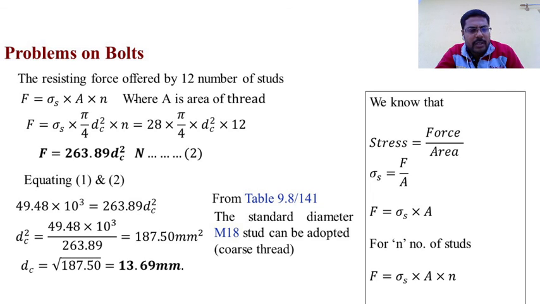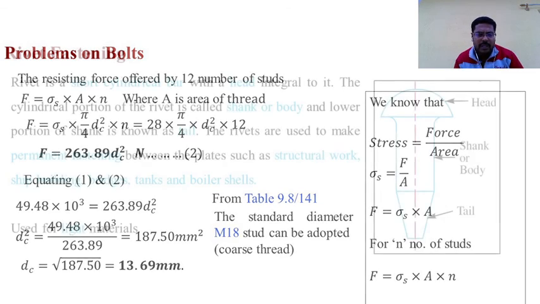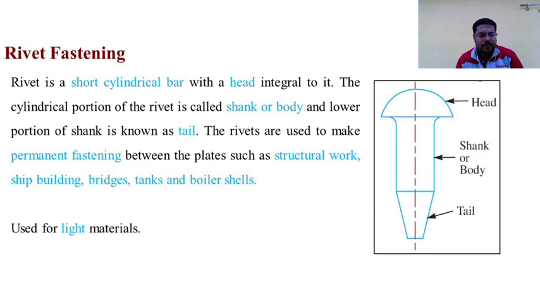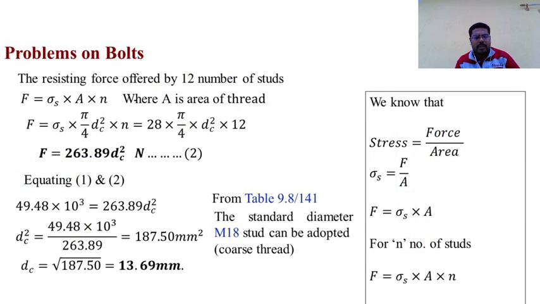39.48 into 10 raised to power 3 is equal to 263.89 dc square. Therefore dc square is equal to 39.48 into 10 raised to power 3 divided by 263.89, which is equal to 187.50 mm square. Therefore dc is equal to the square root of 187.50. Therefore dc is equal to 13.69 mm. So this is the core diameter value, 13.69. From table 9.8 divided by 141, the standard diameter of the bolt is M18, metric number 18. A stud can be adopted for coarse thread.